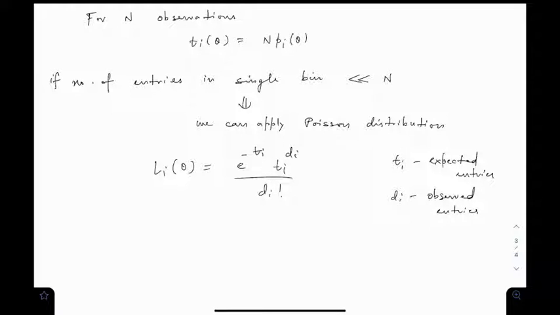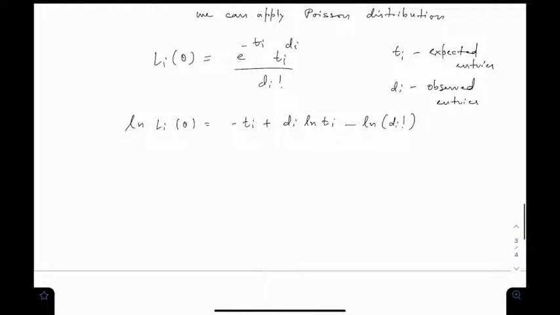The log likelihood is simply given as minus Ti plus Di times log of Ti minus the log of Di factorial. Now, since factors independent of theta are irrelevant for the likelihood inference, we can omit the term with the factorial.